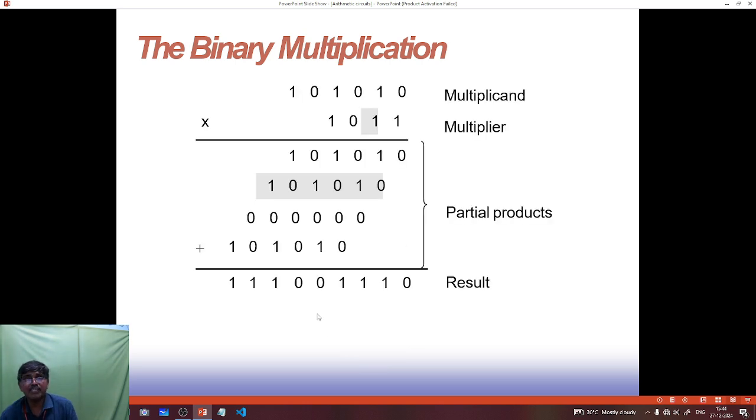Now this is binary multiplication with a multiplicand and a multiplier. For example, a 6-bit number multiplied with a 4-bit number. This we call the multiplicand, this we call the multiplier, and when you multiply, these values are the partial products. Finally this is the result. So this is binary multiplication, and we are familiar with it.